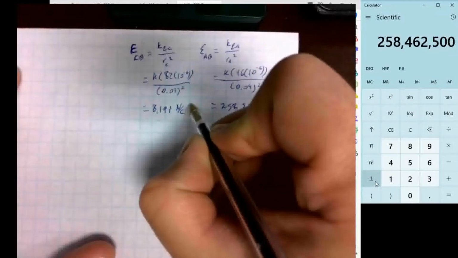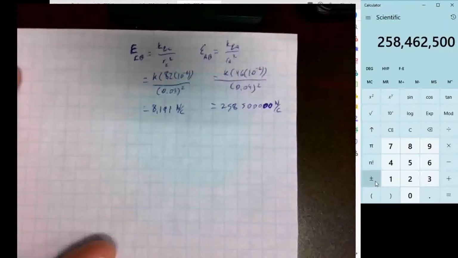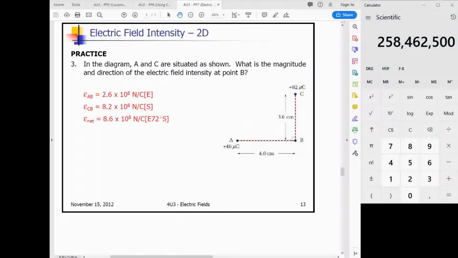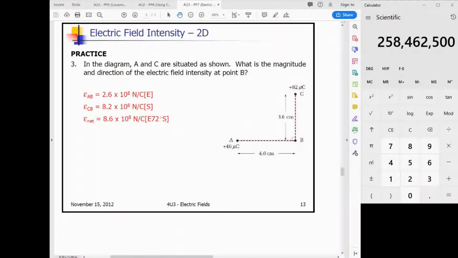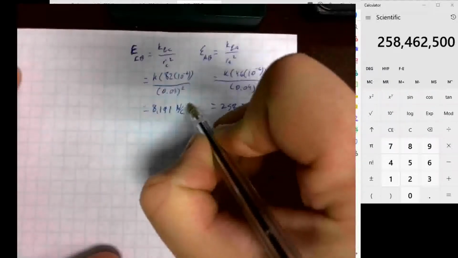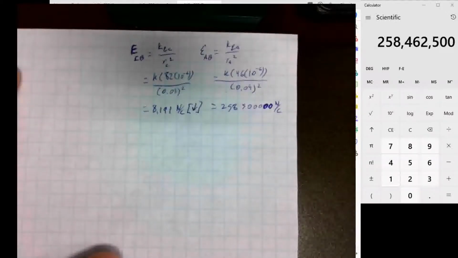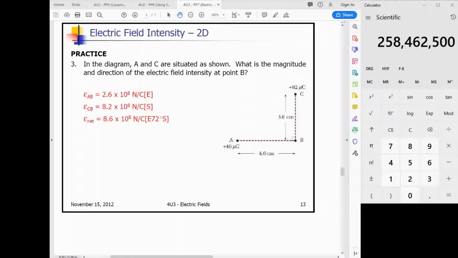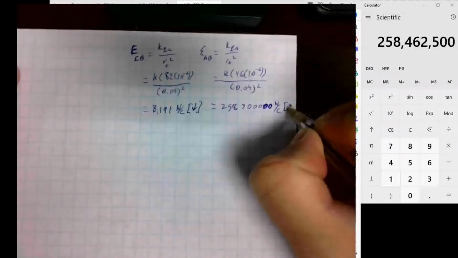And the direction here, so C was above B. I'll bring up the picture again just to show you. C was above B, and in this question, C is positive, B is positive, so that means that this is going to be going down. B was positive 46, so that means that this is going to be repelling as well.